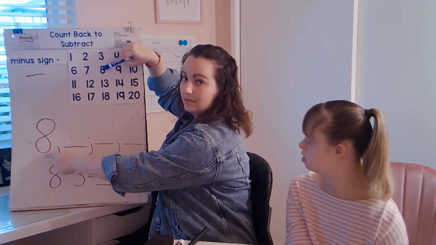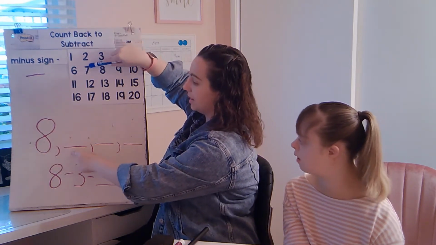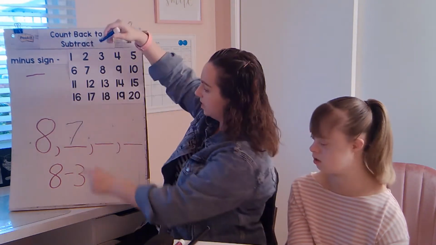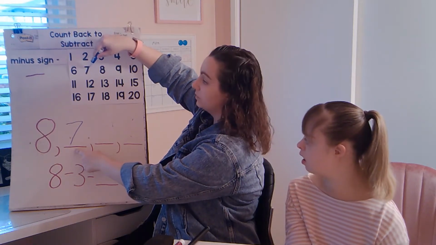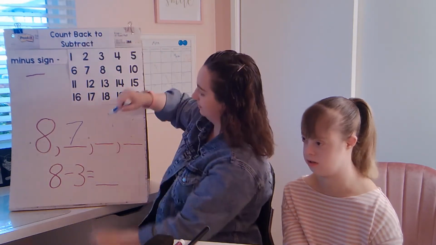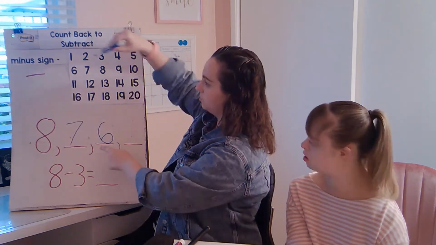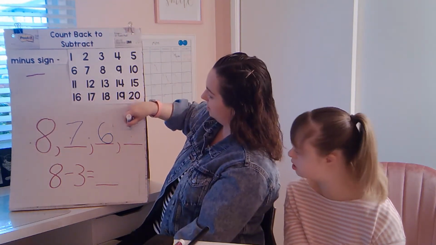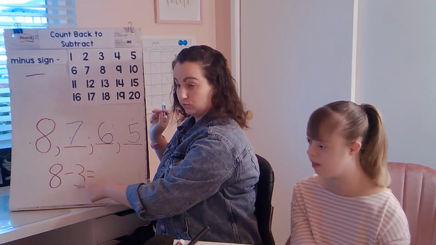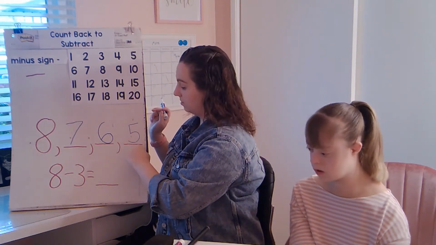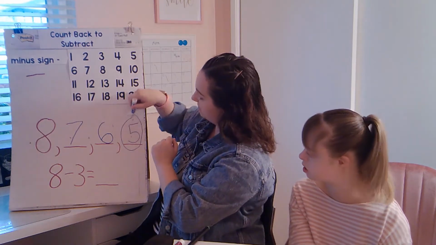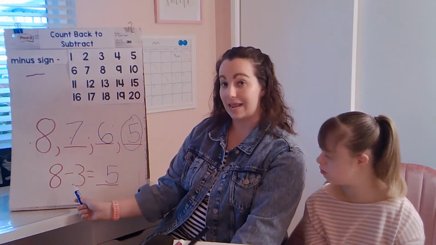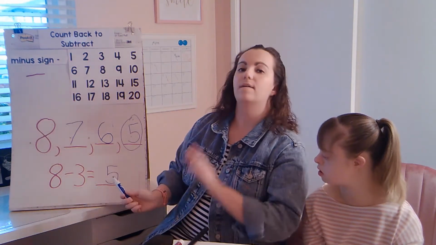So we have 8, then count backwards. What number came before that? 7. Good. I'm going to write that there. Have another line, so I keep going. What number came before 7? 6. Good. And one more spot. What number came before 6? 5. 5, yes. I counted back 3. And my final number I counted back was 5, which means my answer is 5. 8 take away 3 equals 5.